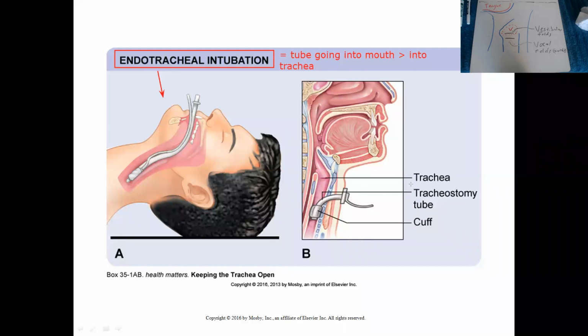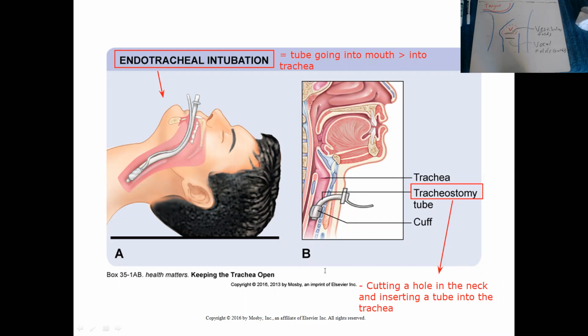The other procedure is the tracheostomy. That's the same thing as the tracheotomy. You can spell it both ways. And the tracheostomy, this is cutting a hole in the neck and inserting a tube into the trachea.